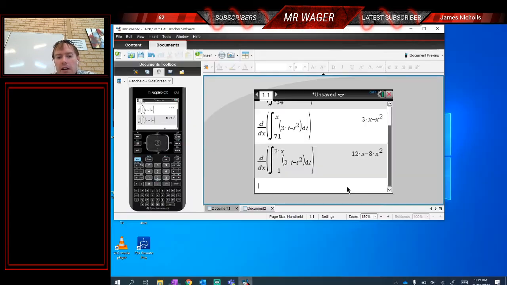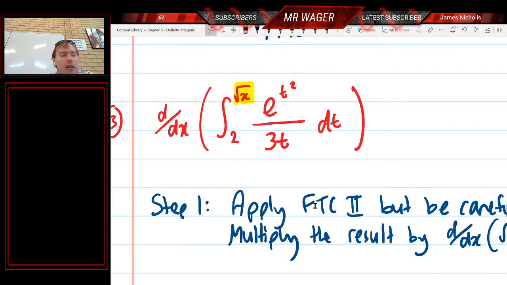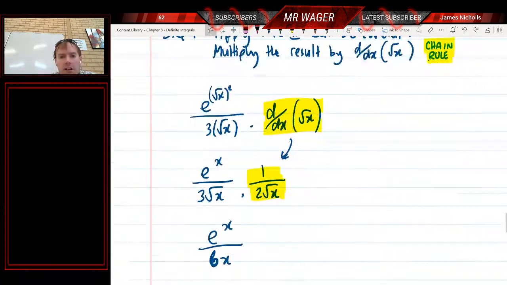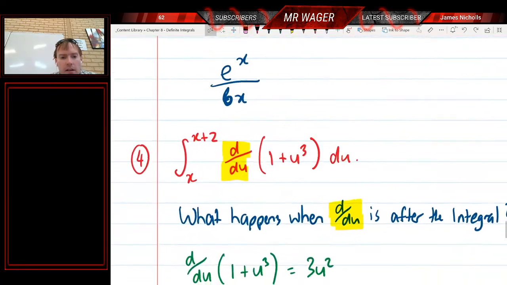So if we go back to our example over here, if we substitute 2x into our function for t, it will be 3 lots of 2x minus 2x all in brackets all squared, and then you multiply the answer by 2. That's where you get this thing, 12x minus 8x squared. Okay, so we've got one more example to go, and then we'll see how we go.